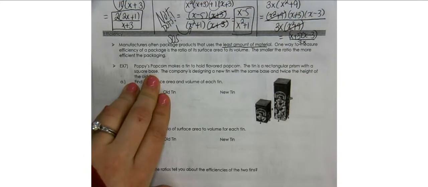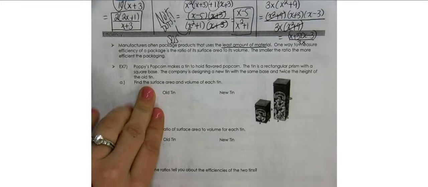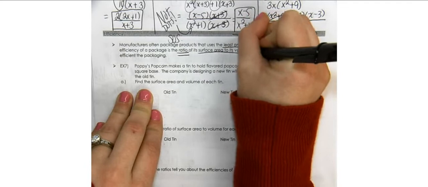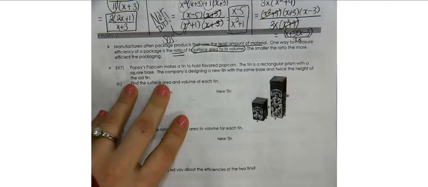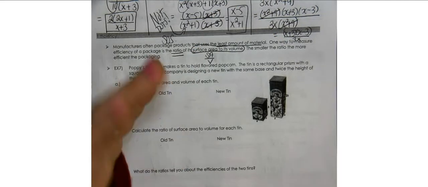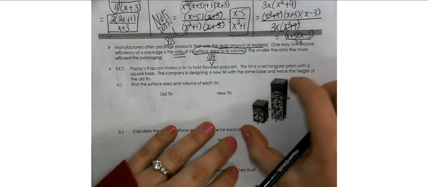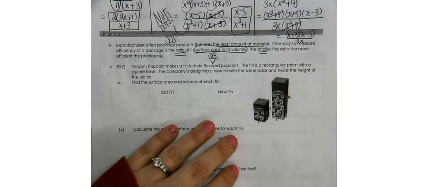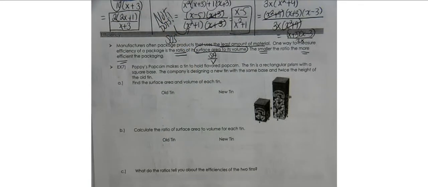One way to measure the efficiency of a package is to analyze the ratio of its surface area to its volume. So what that looks like is you're going to have your surface area divided by volume. So we're going to need to identify what the surface area and volume are of the following 2 shapes. Now please know that the smaller the ratio, the more efficient the packaging. So our goal is to figure out which fraction, which ratio is going to be smaller.